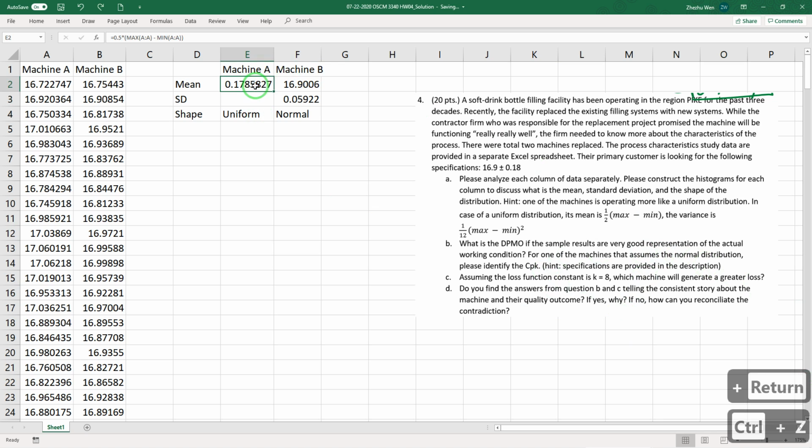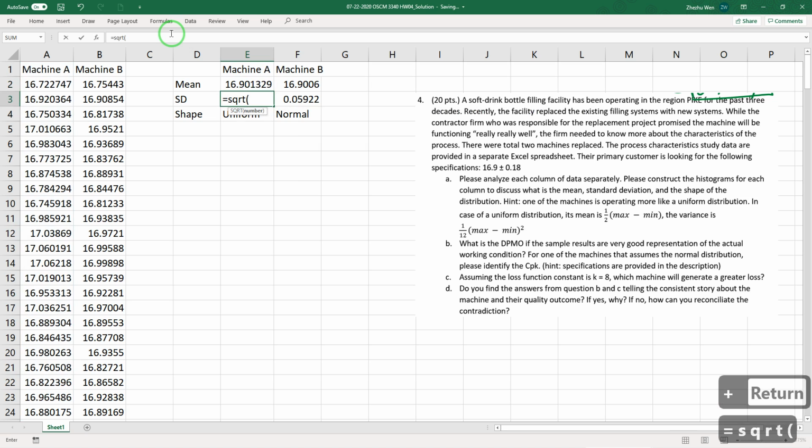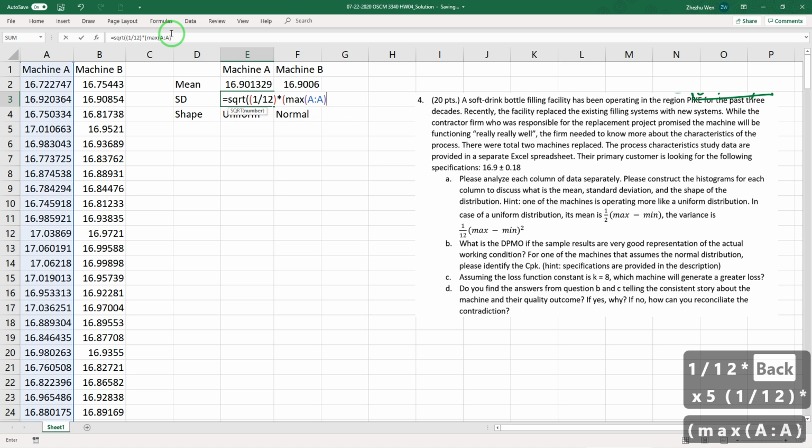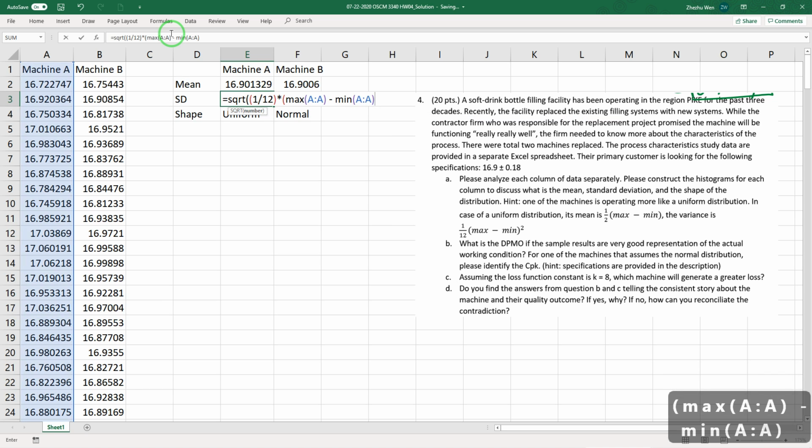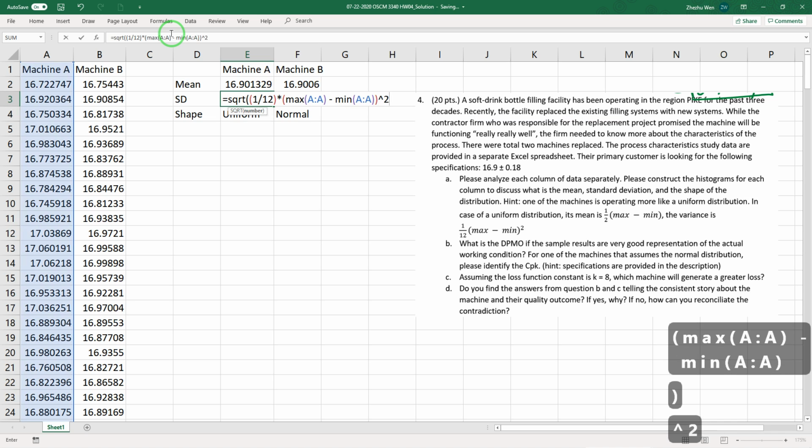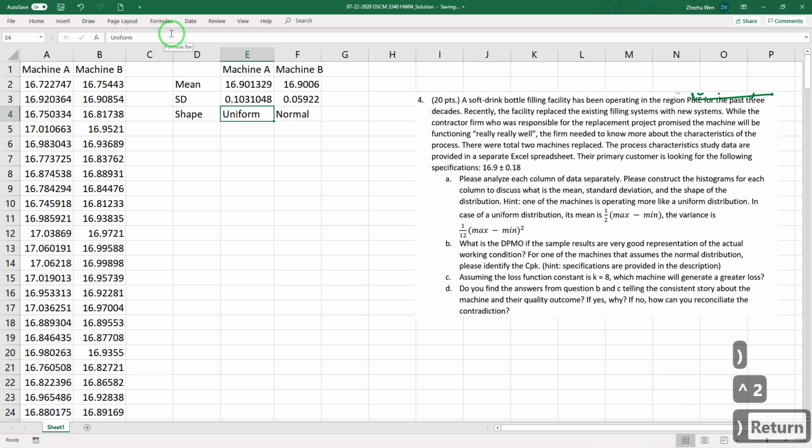I don't think this formula is correct here. I think it's plus instead of minus. And the standard deviation is the square root of the variance here: 1/12 multiply, again, max of A minus min of A, squared. Here, okay, standard deviation. You'll be wondering what happens if we calculate machine A the way we calculate machine B.